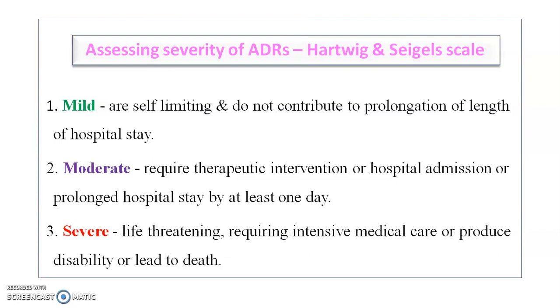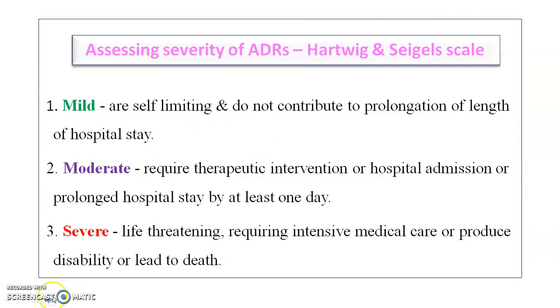If it is moderate, it requires a therapeutic intervention or a hospital admission, or the patient may have a prolonged hospital stay of at least 1 day. So it is considered moderate. For an ADR to be called severe, it should be life-threatening to the patient and require intensive medical care, or it should produce a disability, or it must lead to the death of the patient. So that's what we most of the time say. Serious adverse drug reactions are defined by several criteria which I discussed in the previous slide.